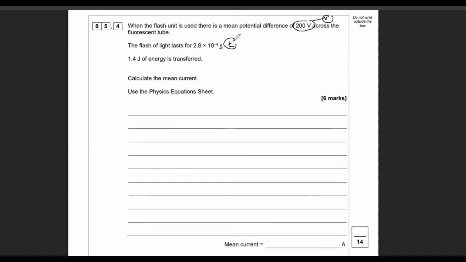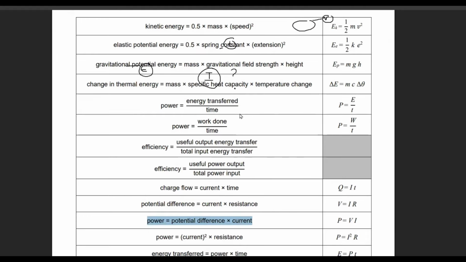So when I go to my equation sheet, I want to find time. I know I've got V. 1.4 joules of energy is transferred. Right, I'm looking for E for energy. Calculate the mean current. So I want I. So I'm kind of looking for something that has time, current, voltage, energy. Use the equation sheet. It's worth 6 marks. Let's have a little look on that equation sheet and see what we can do. Okay. So we go over to the equation sheet. Sorry, I've got all these things on the screen here.